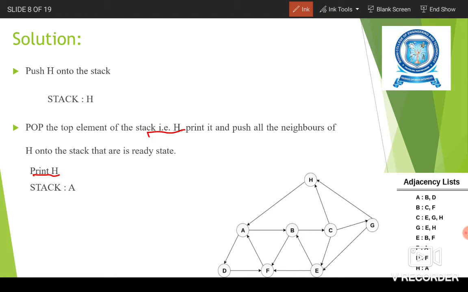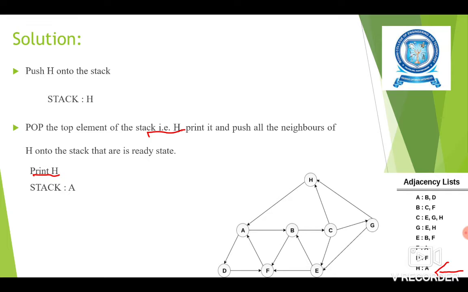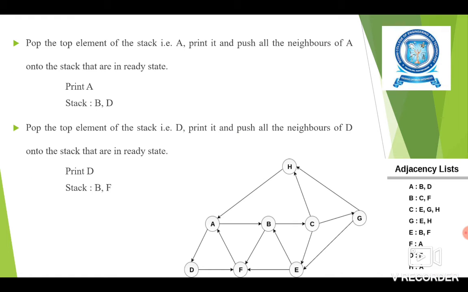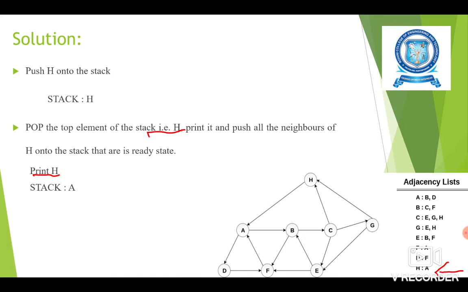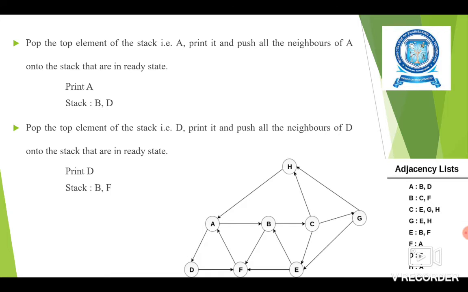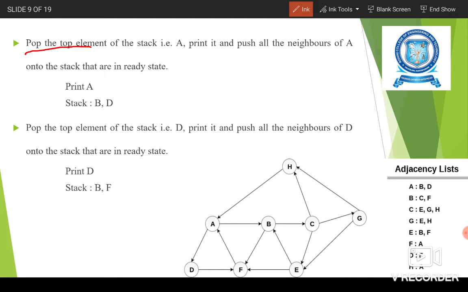printed. After that, you have to push the neighbors of H to the stack. So what about the neighbor of H? It is A. So A is pushed on to the stack. In the next step, since I am having only one element A in the stack, it is popped out, and after popping the element it is printed, and after printing the neighbors of A, that is B and D, are pushed into the stack.